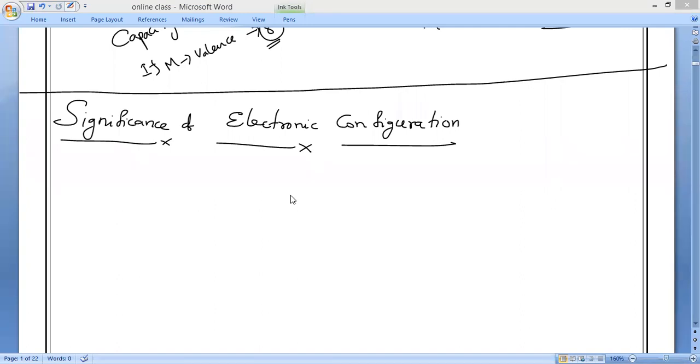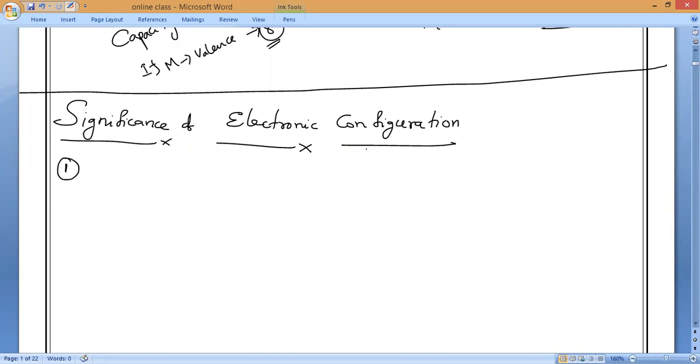Okay. Right. So you can see here the significance of electronic configuration. The first thing, based upon the electronic configuration, we will come to know the size of the atom. So that is what you should understand first, to know the size of the atom.